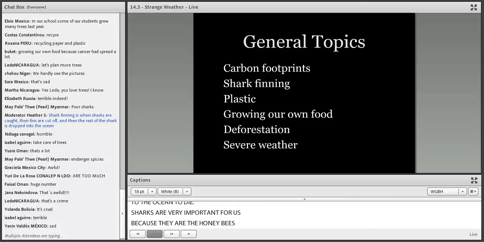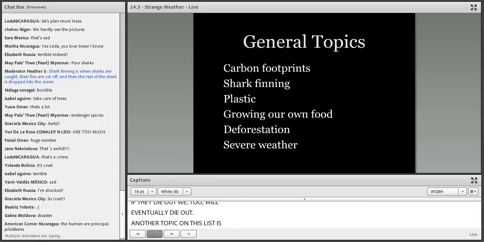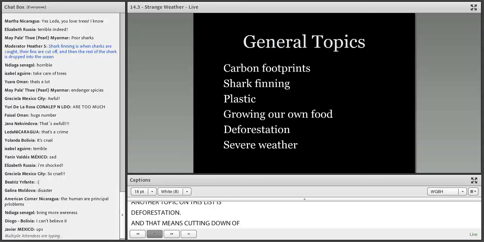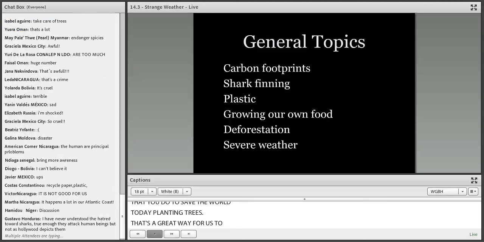Another topic on this list is deforestation, and that means the cutting down of trees through logging. Many of you mentioned, among the things that you do to save the world today, planting trees. That's a great way for us to combat logging as it takes place in the world, because the trees are our lungs.